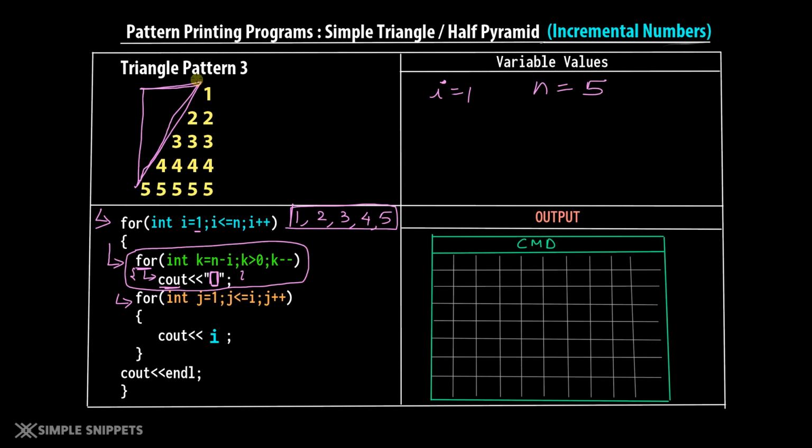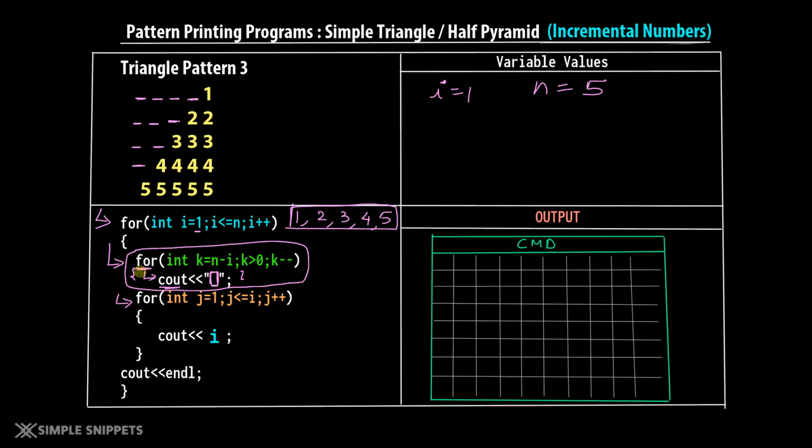So what are the conditions inside? If you observe this triangle pattern 3, for the very first row you have 4 spaces: 1, 2, 3 and 4. Then you have 1, 2 and 3, then you have 1 and 2, and then you have 1 space. This is what we have to create, and that has to be done in the coding way.